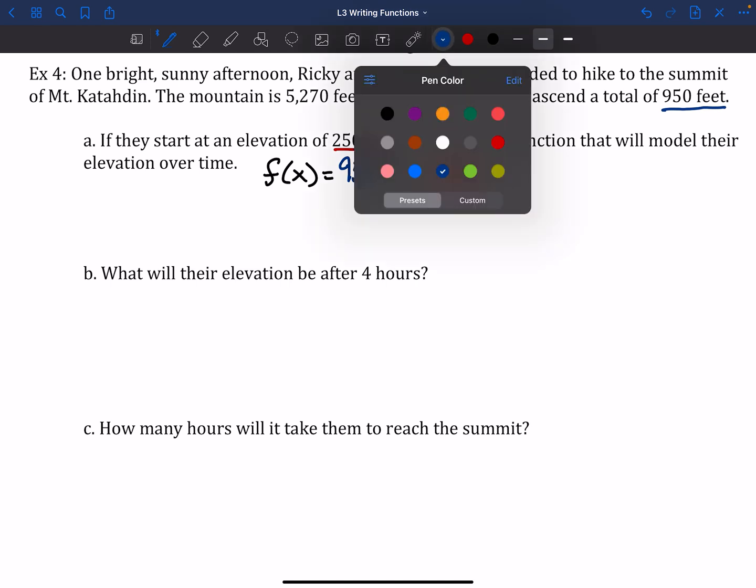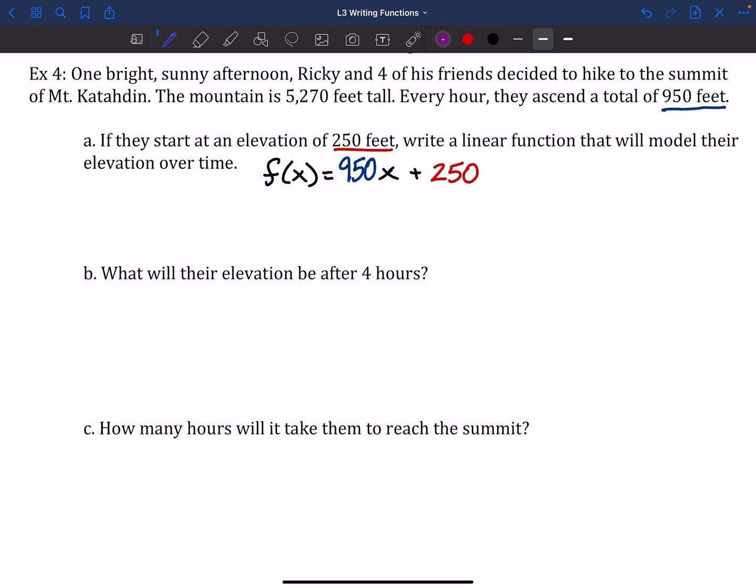And then the only other piece that I want to make sure we take care of is making sure we know what x and f of x are talking about, right? So we know that, 950 times however many hours. Oh, sorry, I almost gave it away. 950 is talking about how far we're ascending. 250 is where we started. It's talking about elevation overall on the right. If we add 2 elevations together, that's going to give us our total elevation. Right, so that's what f of x is equaling out to.